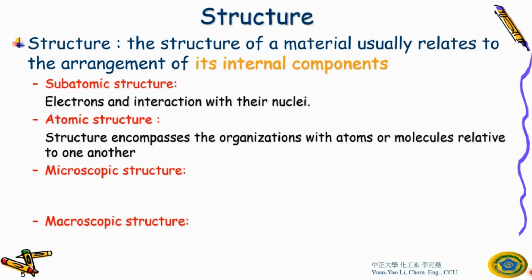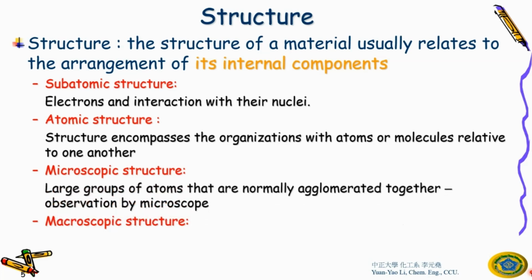The second one encompasses the organization of atoms and molecules in relation to one another. When you zoom out from the atoms, you might have 2 atoms, 3 atoms, or 5 atoms together, and you want to know the relationship between these atoms. This is called atomic structure. So what is the microscopic structure? When you zoom out again from the atomic view to hundreds or thousands of atoms, you will see another view of the material structure. This is called microscopic structure: large groups of atoms that are normally agglomerated together, observed by microscope.